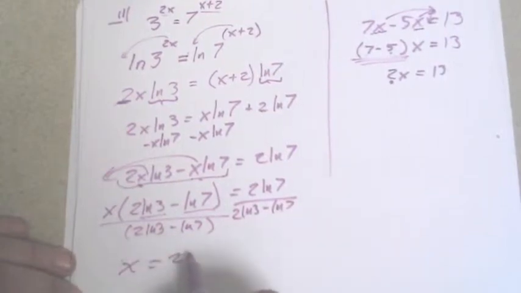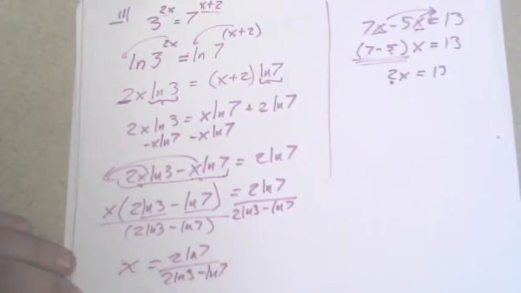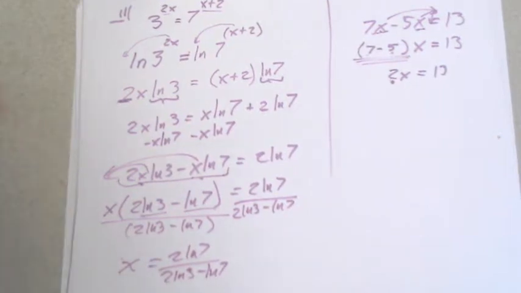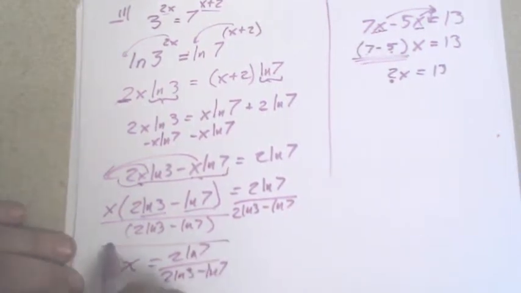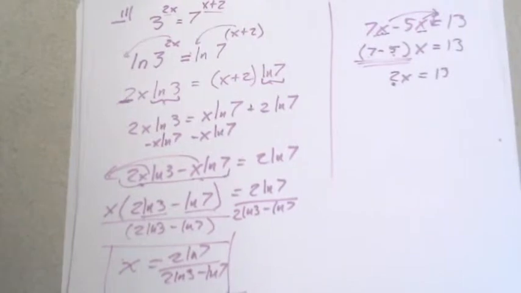And x equals 2 natural log of 7 over 2 natural log of 3 minus natural log of 7. Now, if you want to manipulate that a little bit, you can. Be careful, make sure those manipulations are legal. But that's a perfectly reasonable, exact solution.